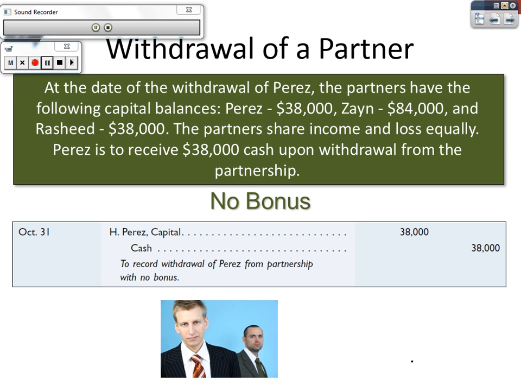This person wants to get out of the partnership, Perez, and Rashid is coming in. Perez only had $38,000 in his capital account, so that's all he got. And that's the way that they got rid of him. And so now it would just be left Zan and Rashid for $38,000.